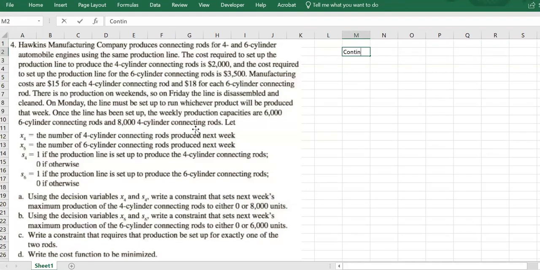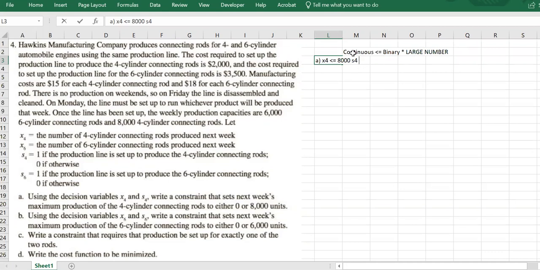The way we connect that is: continuous variable less than or equal to the binary variable times a large number. The large number in this case is the maximum capacity, which is 8,000. So for part A, the continuous variable is X4, which is less than or equal to 8,000 times the binary variable S4.